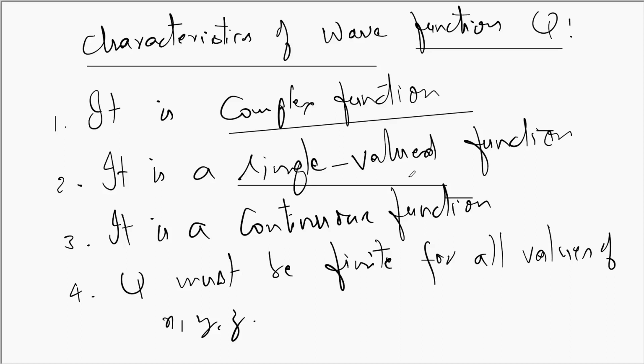And the wave function psi is a continuous function. The value of the psi must be finite. It should have a value which is not infinity for all values of x, y, z. If psi becomes infinity for any value of x, y, z, t, then it violates the Heisenberg's uncertainty principle. Therefore, psi must be finite for all values of x, y, z, t.